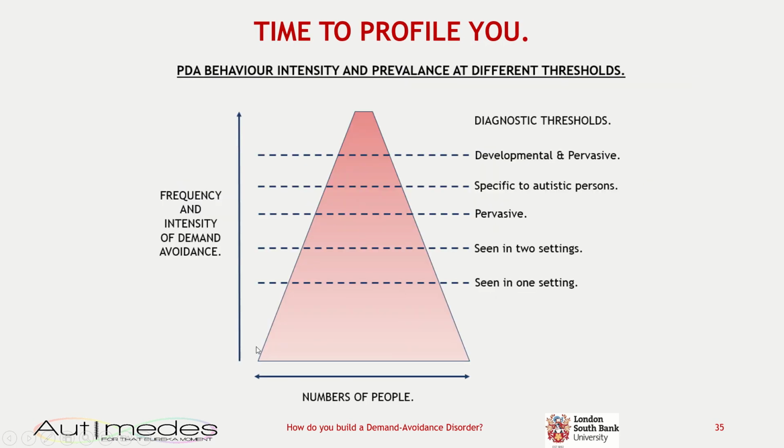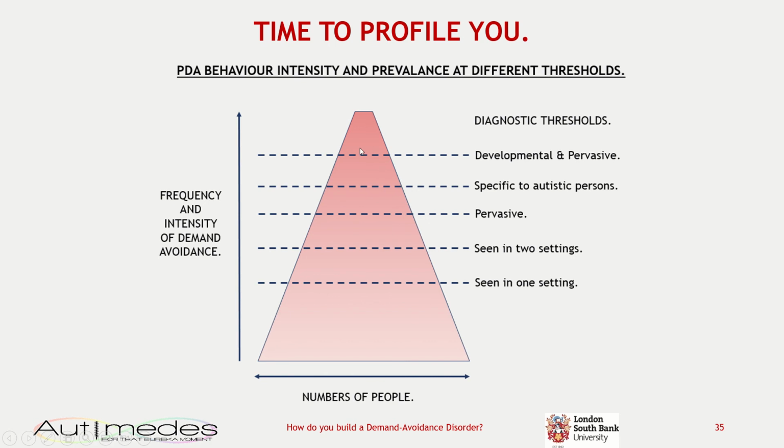But moving on, back to this diagram. On the y-axis is the frequency and intensity at which demand avoidance is shown, and the x-axis is the number of people, so that's basically prevalence: the proportion of the human population that the demand avoidance is shown at. On the right-hand side you've got diagnostic thresholds, shaded red. Darker red is where more intense and more frequent features are shown, and the cone also shows that the features are seen in fewer people the more intense and frequent they are.